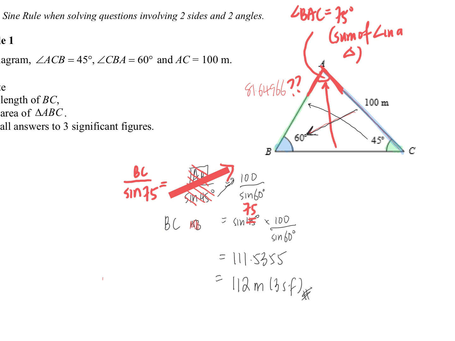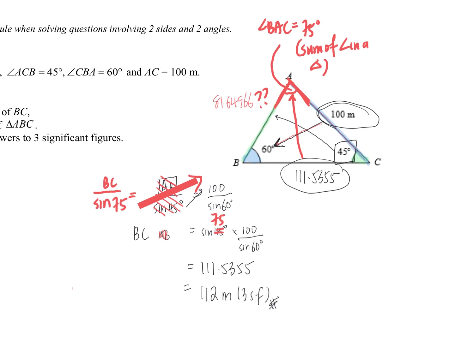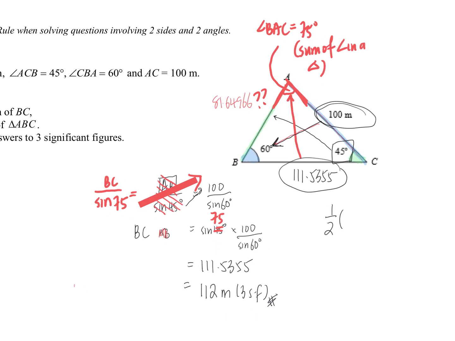Then of course, since I have the length, 111.5355, I have this adjacent length. I can find the area of the triangle. So half, adjacent side, and then sine of the angle between them. The area of triangle formula is the easiest. You just have to pick the letters, and put in two adjacent sides and the included angle.